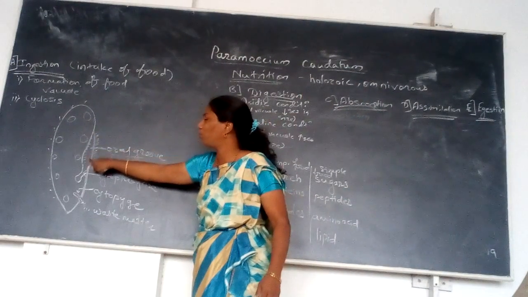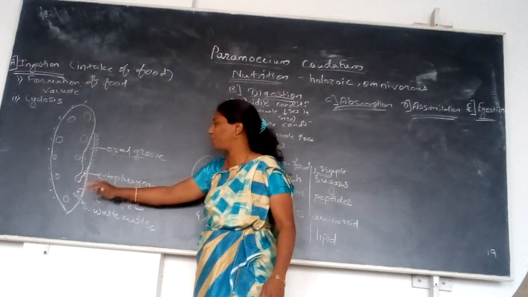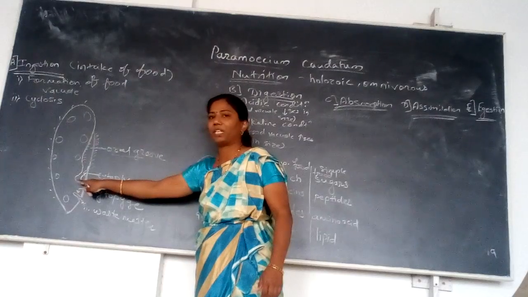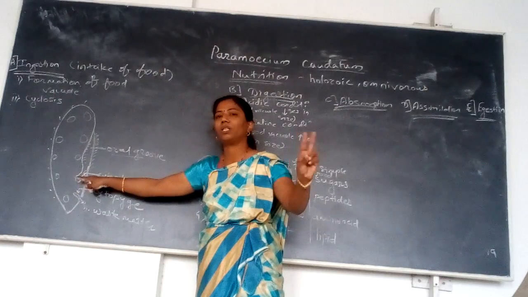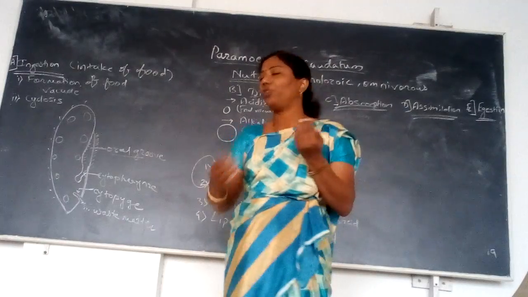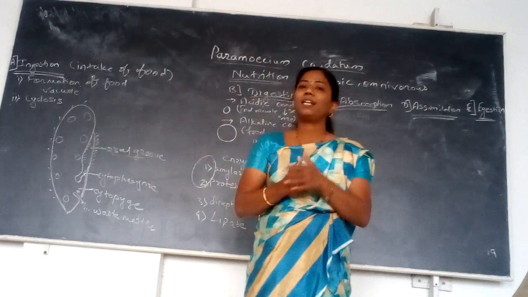The food material reaches from the oral groove to the next part, the vestibule. From the vestibule it goes to the next part in the cytoplasm. From the cytoplasm, the formation of the food vacuole takes place. That food vacuole possesses water along with the food material.